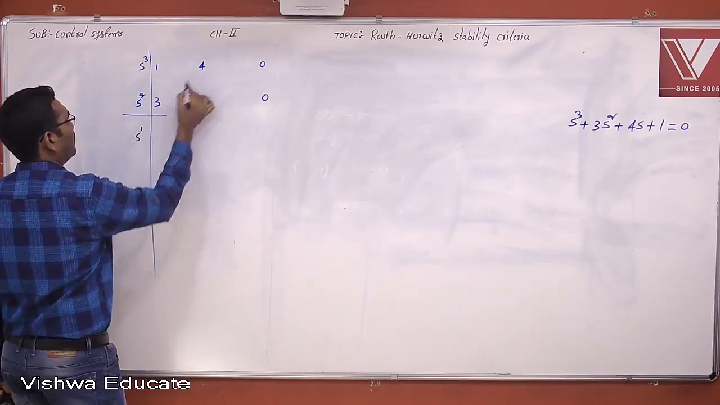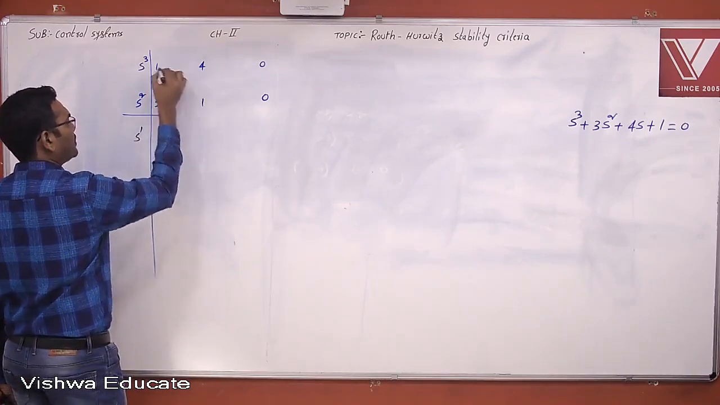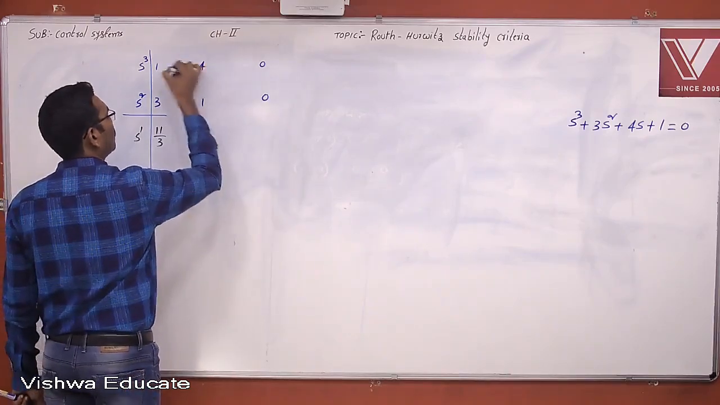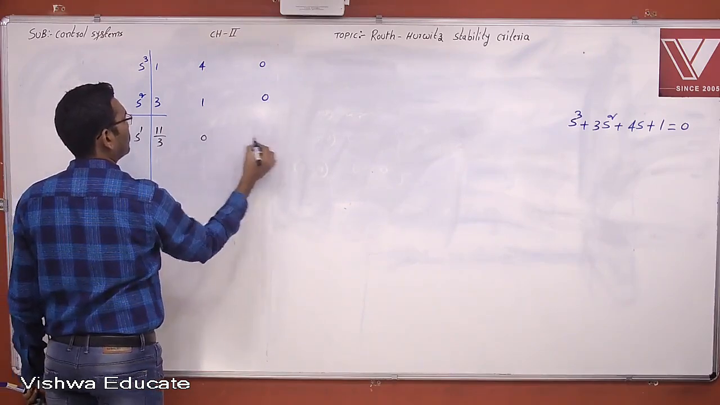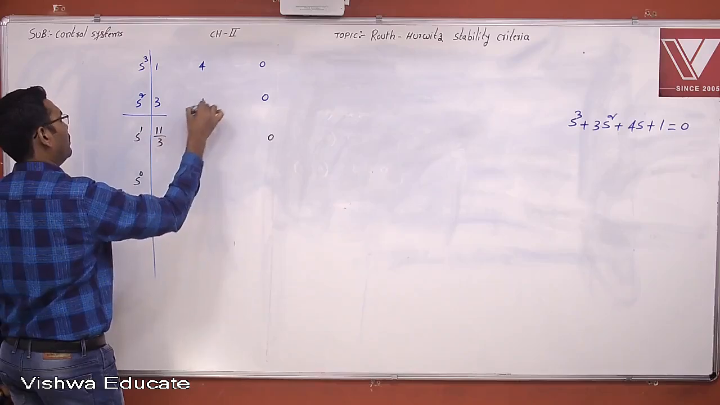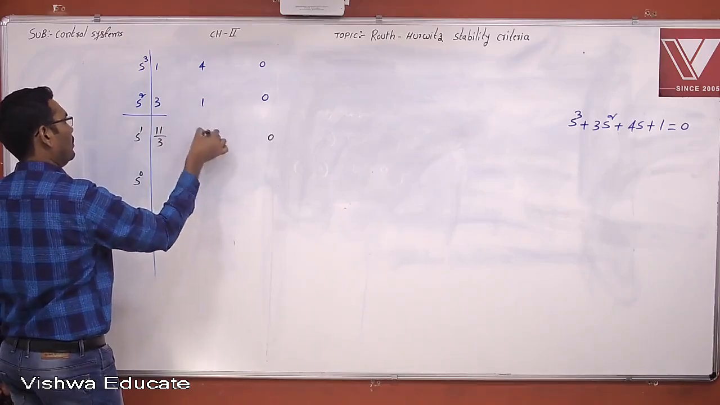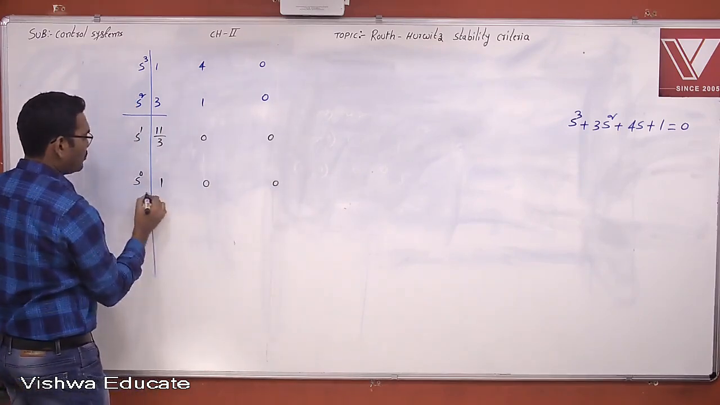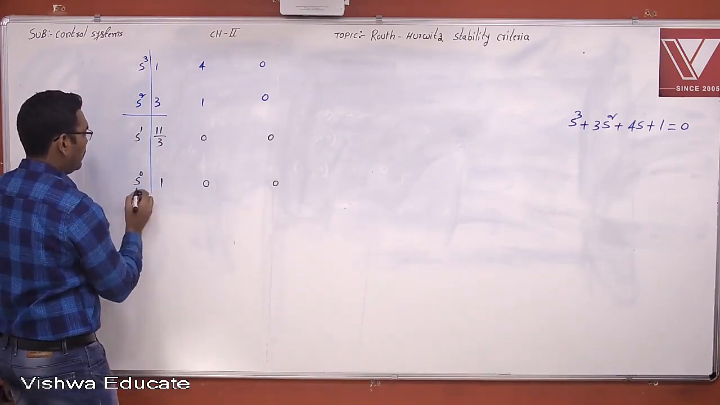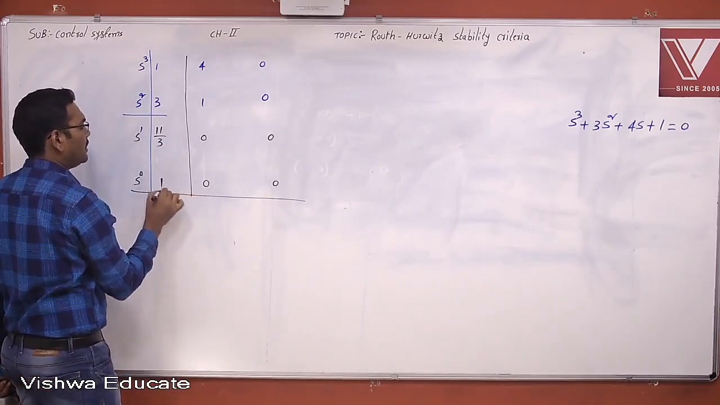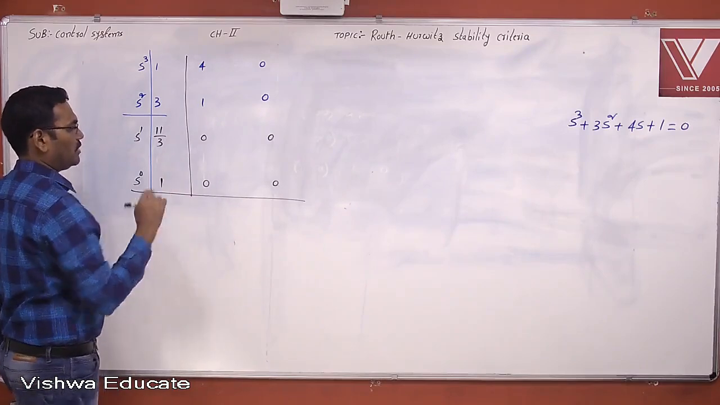Now s power 1: 3 into 4, 12, minus 1, 11 by 3. 3 into 0, 0. 1 into 0, 0, 0. Now s power 0: x into 1, x minus 0 by x, which is 1. And as I already said, the last row first element must be a constant in the characteristic equation. Yes, it is matching. Okay.